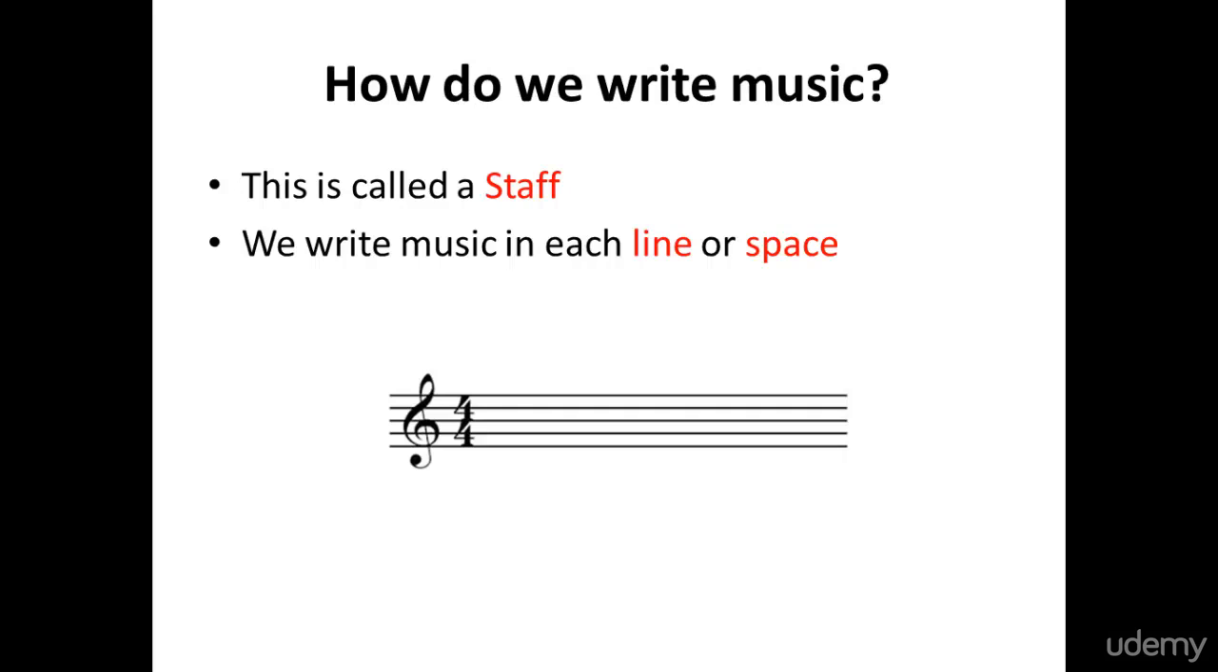So how do we write music? The 5 lines and 4 spaces in front of you is called a staff, okay? And we write music in each line or space. Now, if you're familiar with tabs or tablature, which is another system to write music for guitar, the spaces don't count. But here, the spaces do count. We sometimes write the note on the line or on a space.